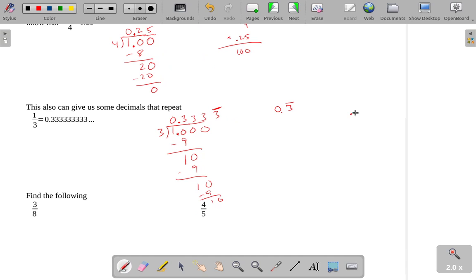If you had something like this, 0.12121212, if that was the sequence that was repeating again and again, what you would want to do is you could say 0.12, and you do the line over both the 1 and the 2, and that indicates that both of those repeat.